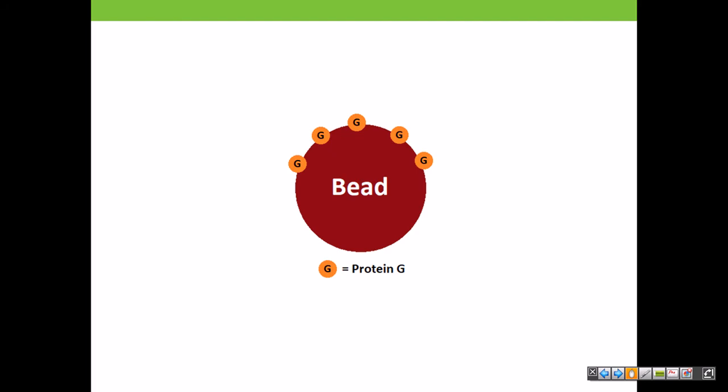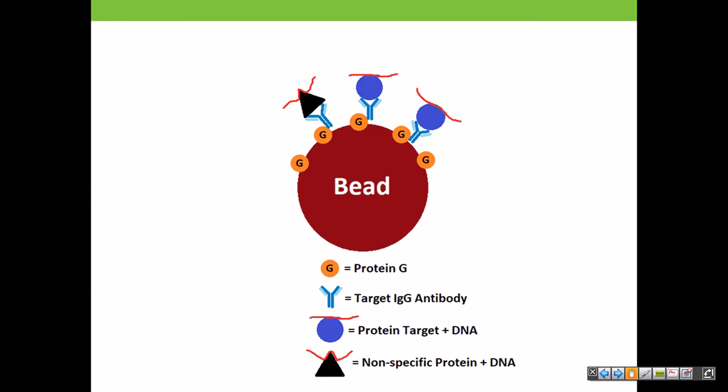All right, so back to our schematic of what IP looks like. So we have our bead. It's coated with protein G in this case. We're going to add our antibody that's going to bind to the Fc fragment of our IgG target antibody. Now we're going to add our lysate, and proteins will selectively bind to our column, and then there are probably going to be a few stragglers along the way, indicated by the black triangle, that are going to bind, but we'll wash those off later. But in any case, this is how our proteins that are now cross-linked to DNA are going to bind. This is what it's going to look like in our tube in cartoon form.